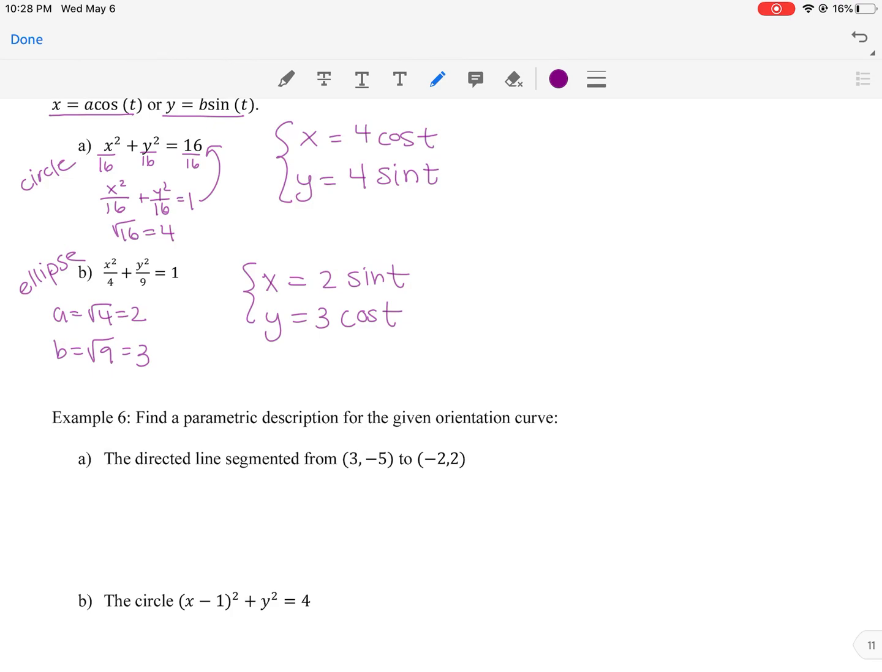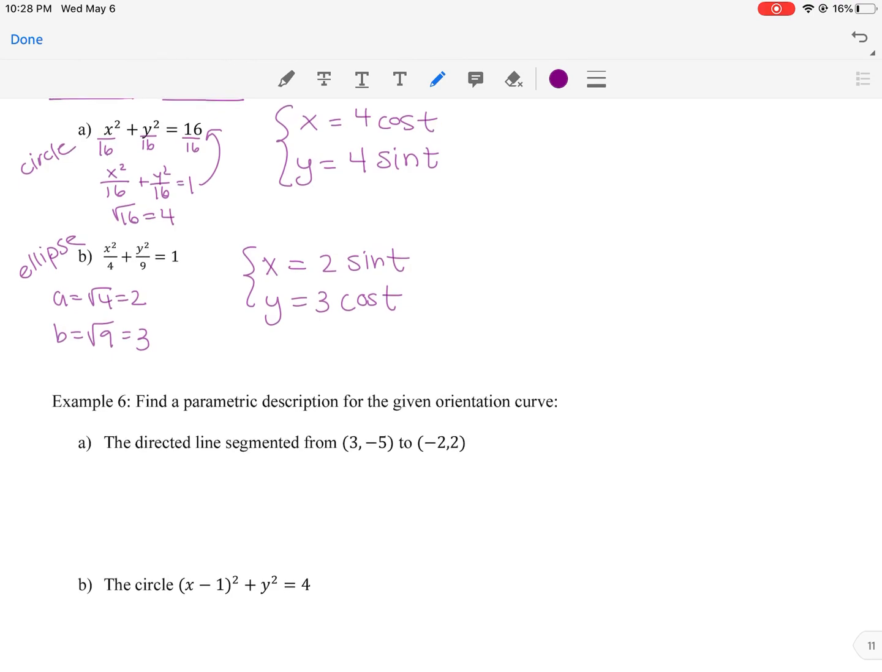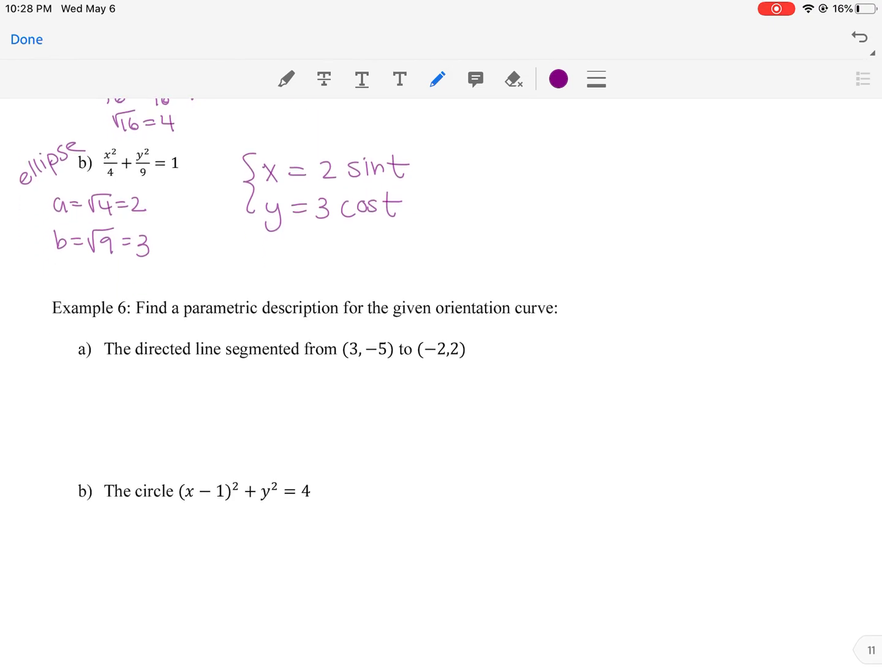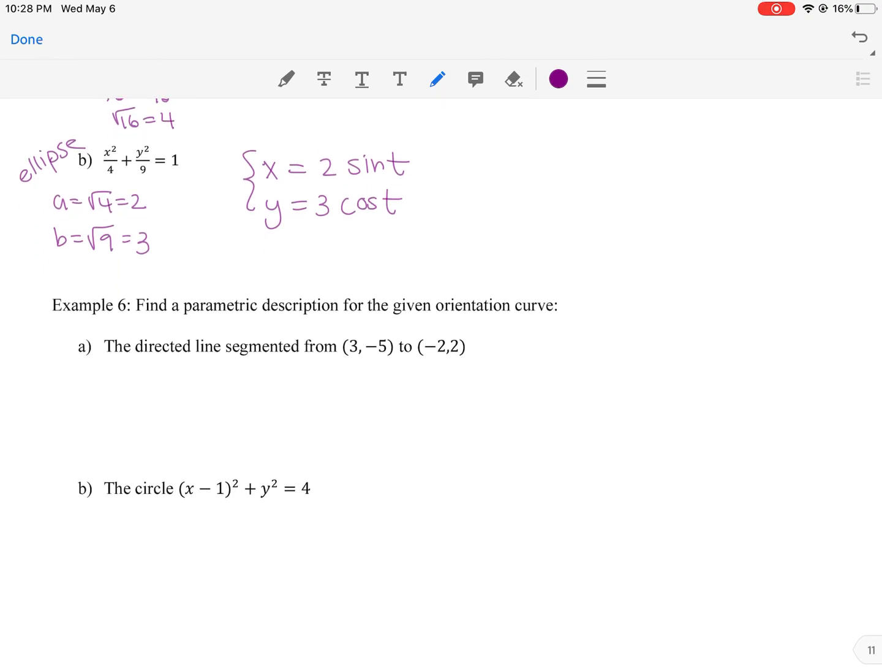Okay, last but not least, we want to find some of these for 2 different things. We're going to do a directed line segment, and then we're going to do a circle that's a little bit adjusted. So the directed line segment from 3 and negative 5 to negative 2, 2. So the way they talked about this in the textbook, they actually gave you an equation, but I think it's easier to maybe say it in words.